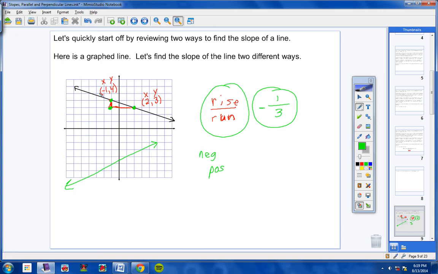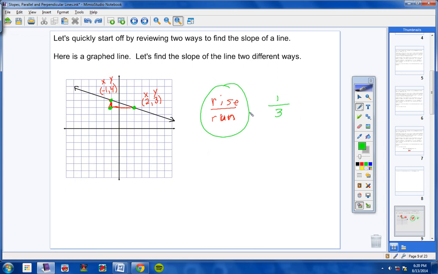From left to right, going downward, negative slope. From left to right, going upward, positive slope. Okay? So please don't forget to check that if you're using rise over run. And again, this should be reviewed hopefully from last year.